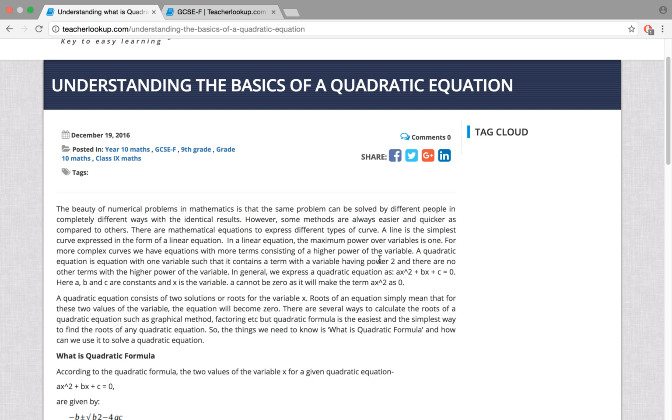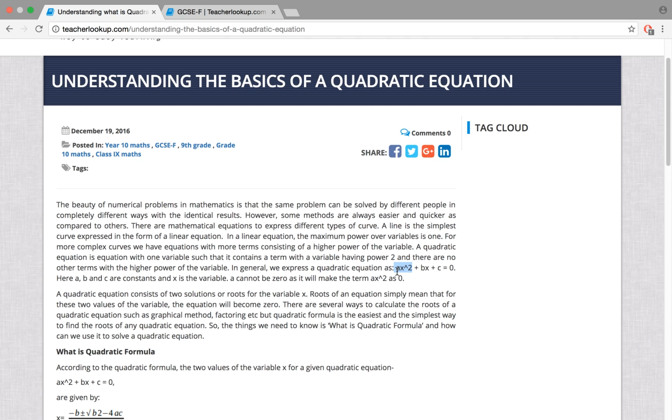What is a quadratic equation? A quadratic equation is an equation that has an x squared. This is the reason why it's a quadratic equation. It's usually written in this form: ax squared plus bx plus c, where a, b, and c are constants and x is the variable. A cannot be equal to 0, as then this will no longer be a quadratic equation. Usually there are two solutions or two roots for the variable x.